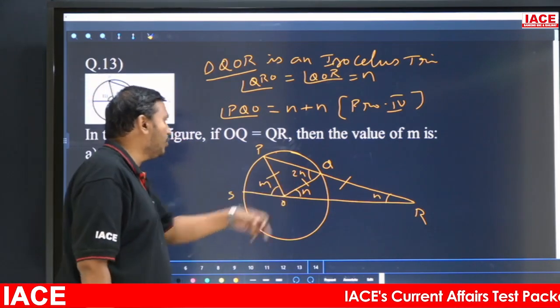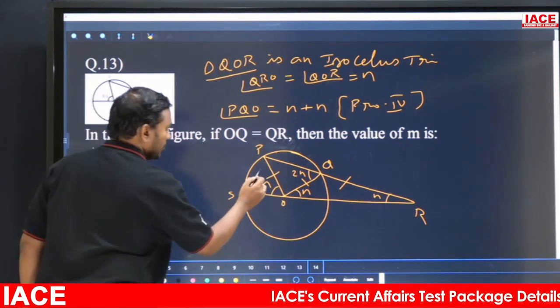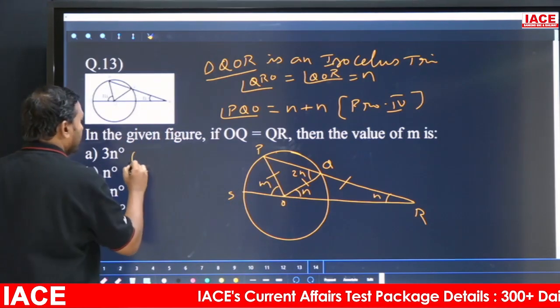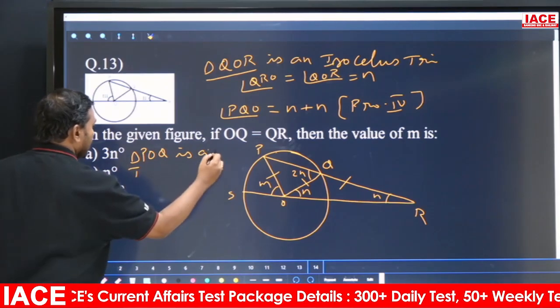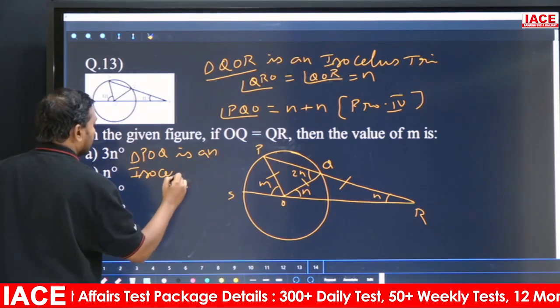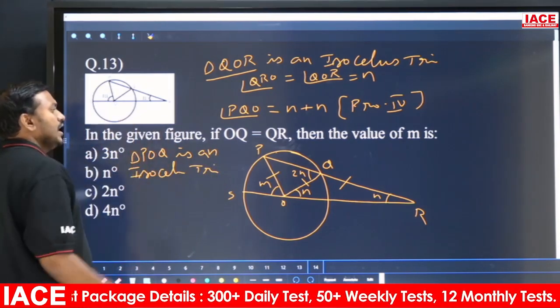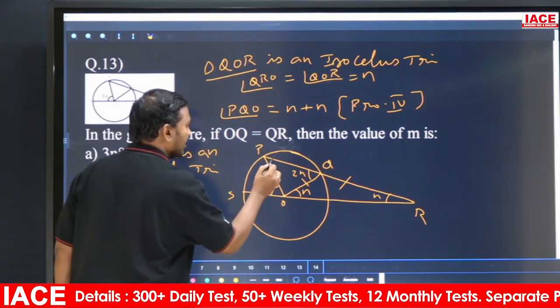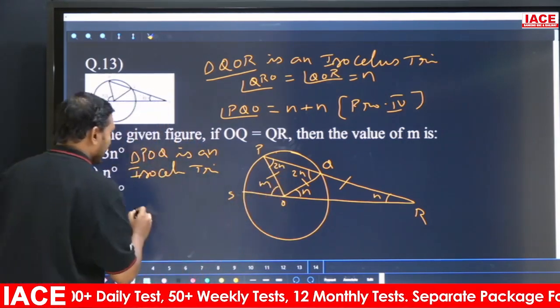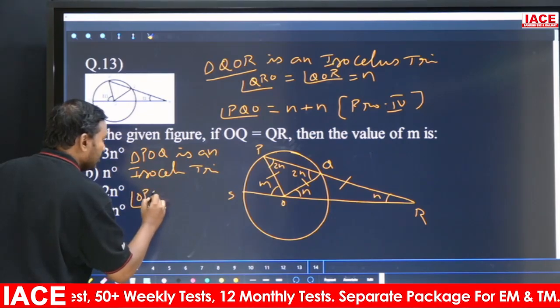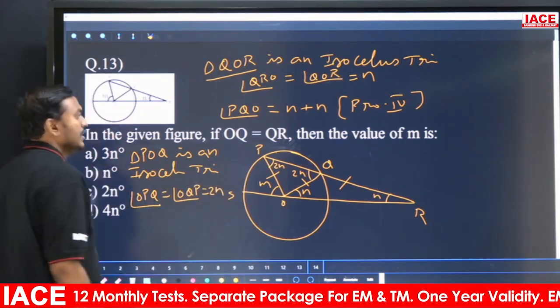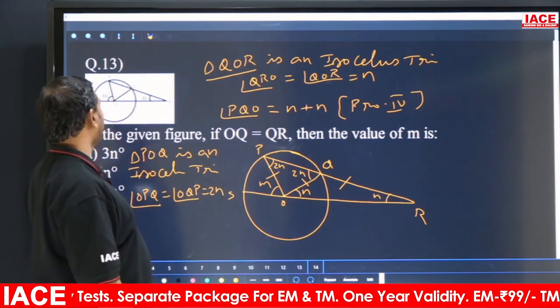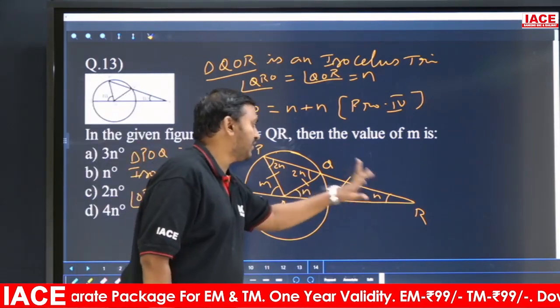Again, OP and OQ are both radii. So both are equal, and triangle POQ is an isosceles triangle. In an isosceles triangle, corresponding angles are equal. So angle OPQ equals angle OQP equals 2n. So what do we want? We have to find the value of M in terms of N, right?